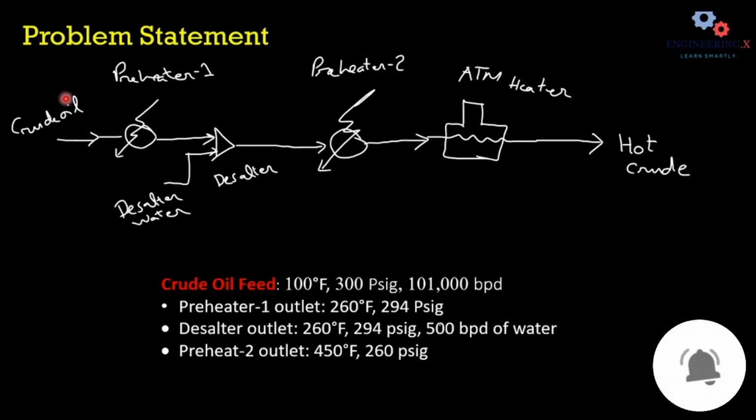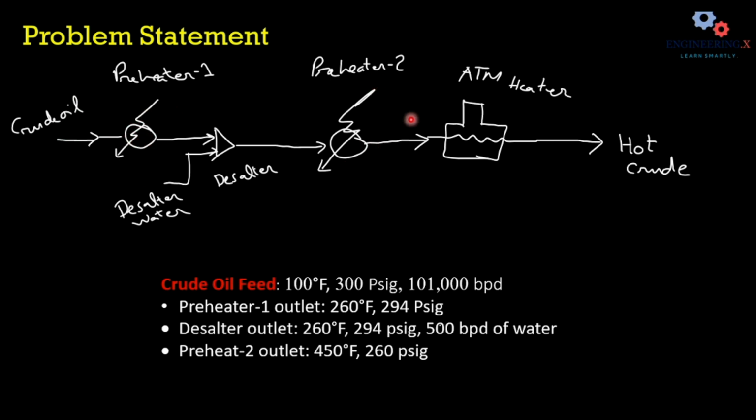First we will create the petroleum assay and export the crude oil into the flowsheet, and then we will insert two preheaters, one desalter and another one, the atmospheric crude heater, and then this hot crude oil will be ready to introduce into the distillation column. Okay, so let's move to Aspen HYSYS to start this.